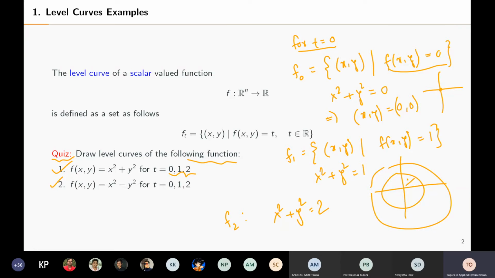And why are we interested in level curves? Because it gives a 2D view of a 3D function. This is a 3D function: x square plus y square will be above the xy plane. But to visualize this, I cannot visualize 3D. So I can look into the level curves, and this gives me some idea of how the function might be behaving, where it may be increasing, where it may be decreasing, and so on.